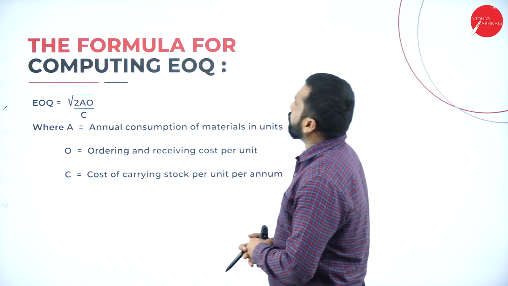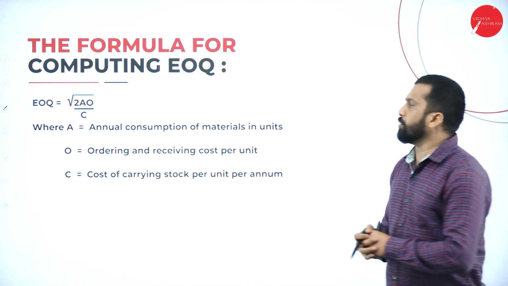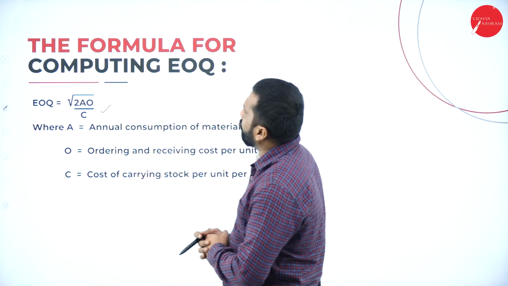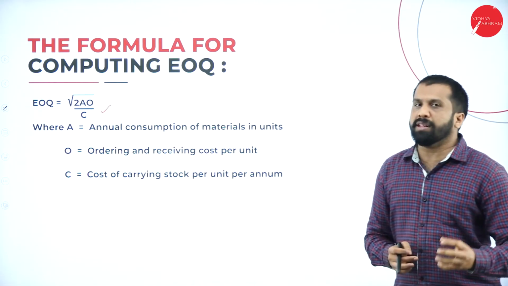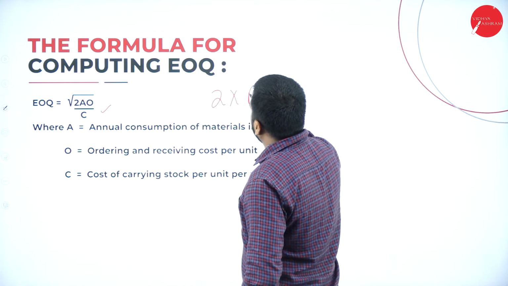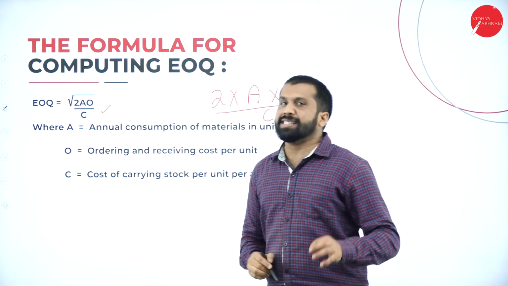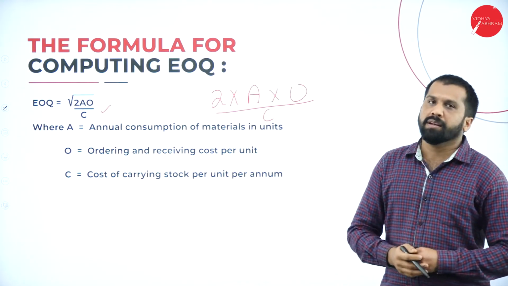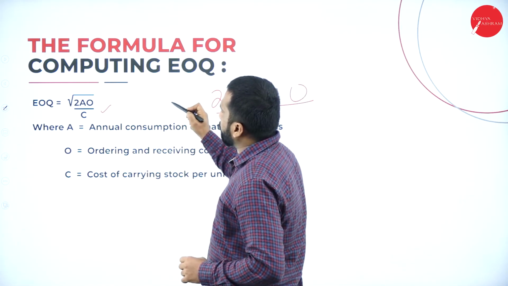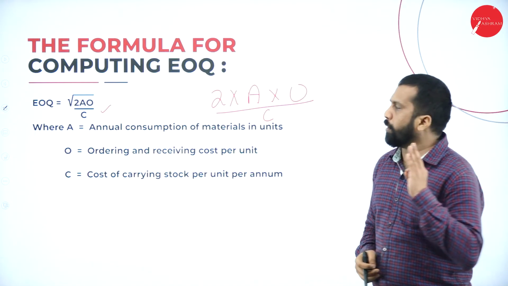The formula for computing EOQ. Now we'll go for EOQ. How to calculate EOQ? EOQ stands for economic order quantity. The formula is very simple: the square root of 2 multiplied by A multiplied by O, whole divided by C. This is your formula. This is all about your formula.